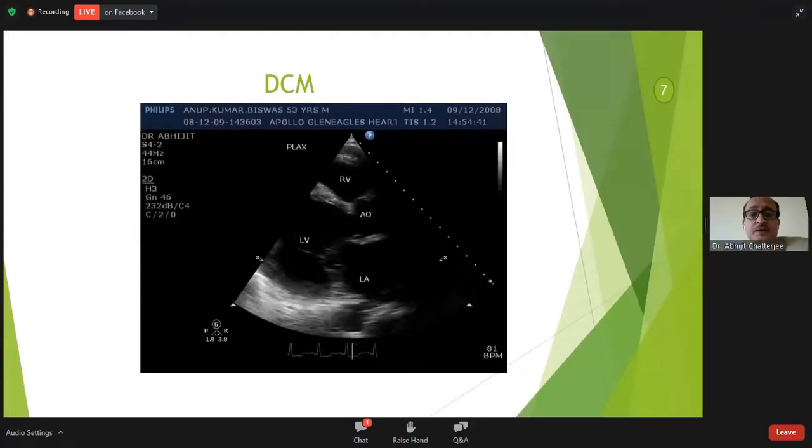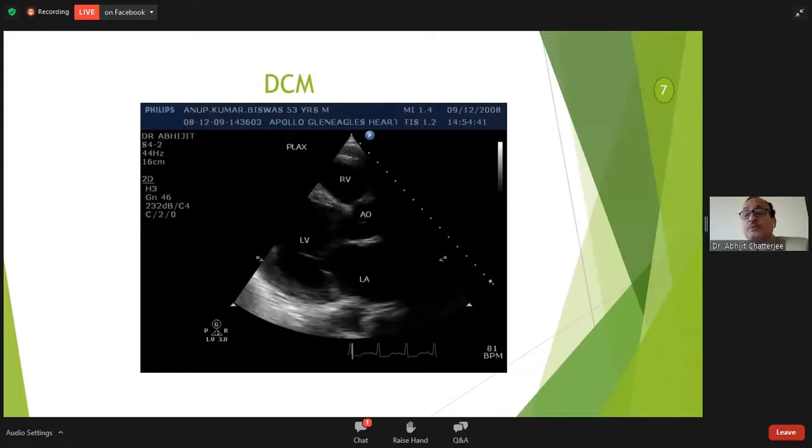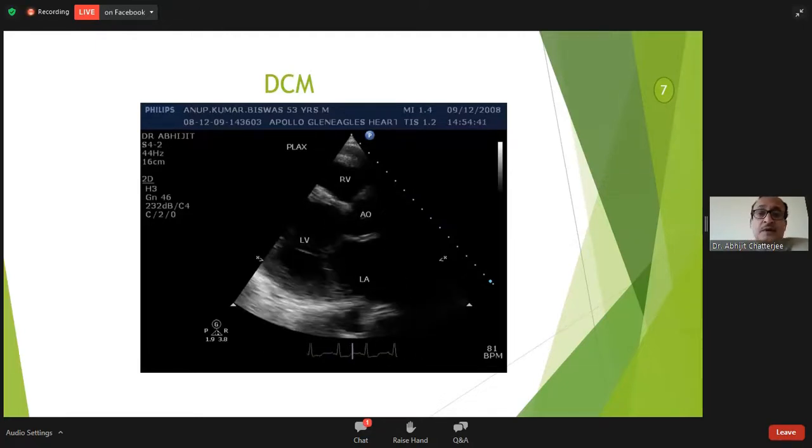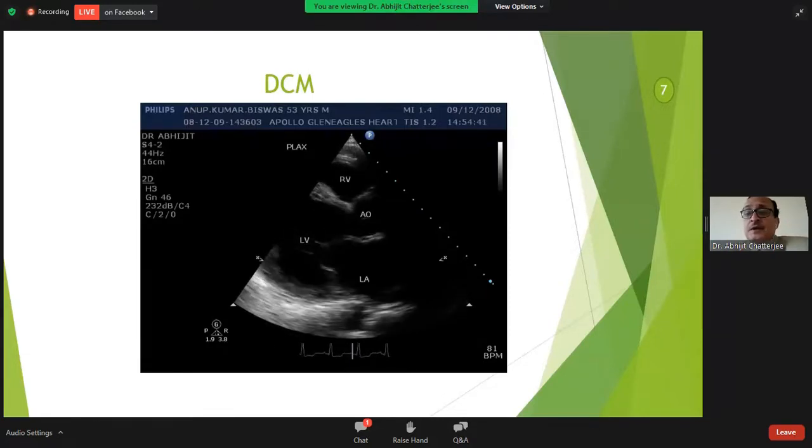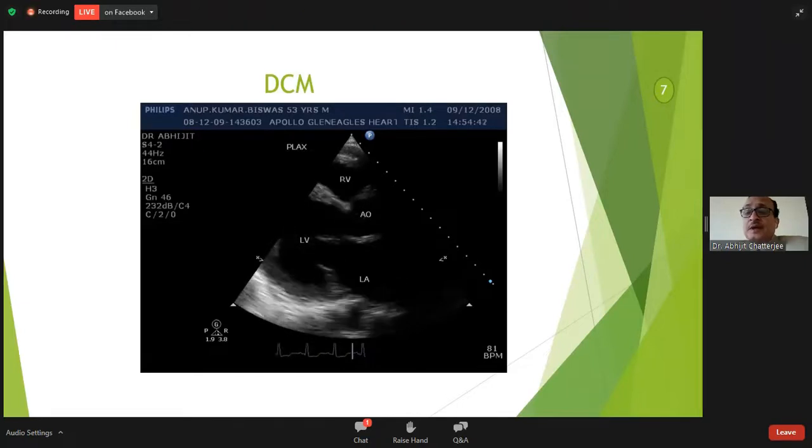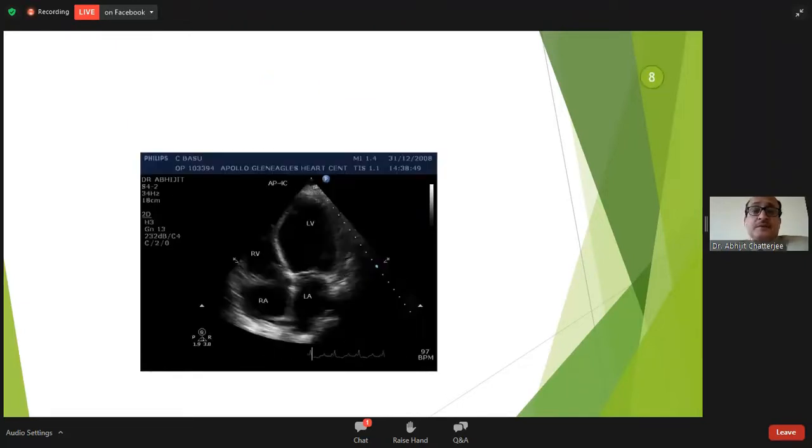Same patient, look at the parasternal long axis view. What is kinesis? Kinesis does not mean movement to the echocardiographer. It means systolic thickening. Look at the walls, there is hardly any systolic thickening. So this is the characteristic of dilated cardiomyopathy. There is poor systolic thickening in almost every segment.